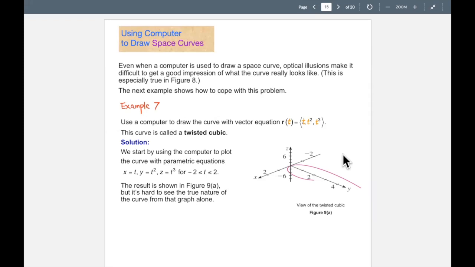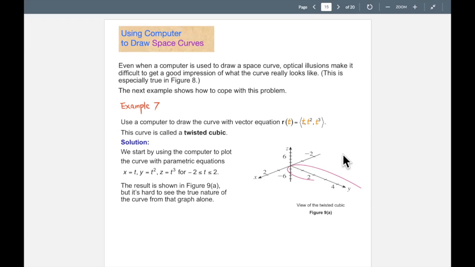Okay, Chester, could you read this example? The computer draws the curve. All right, let's ask someone here. Benji, could you read this solution over here? We start by using the computer to plot the parametric equations. The result is shown in, do you want to read that? x equals t, y equals t squared, z equals t cubed for t between -2 and 2. The result is shown in figure 9a, but it's hard to see the true nature of the curve in that graph alone. Yeah, it's very hard to see.